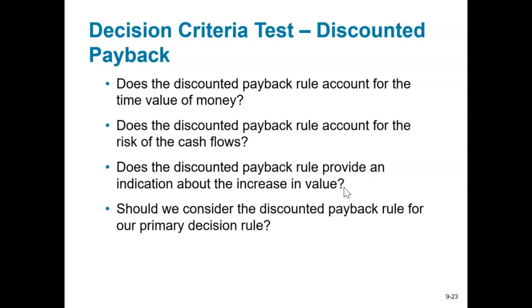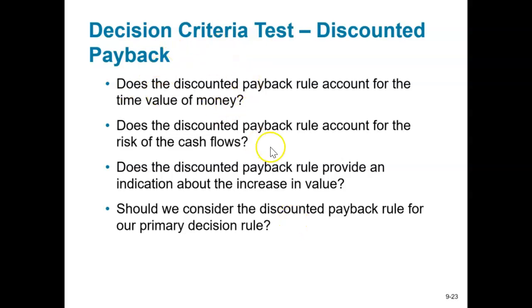Since that rule does not indicate whether or not we are creating value for the firm, it should not be the primary decision rule. So we will not be taking it as a decision rule. Till now we have talked about the three decision criteria: the payback period, the average accounting return, and the discounted payback. And we have said the final answer to the fourth question is that we will not take them as our primary decision rule.